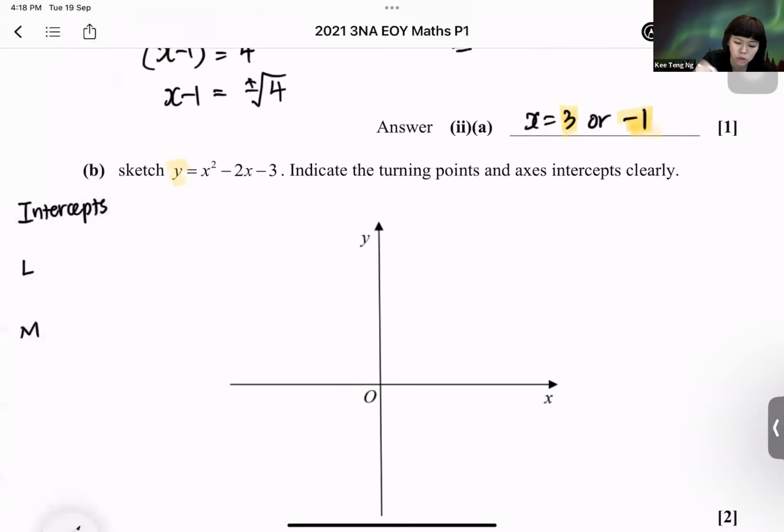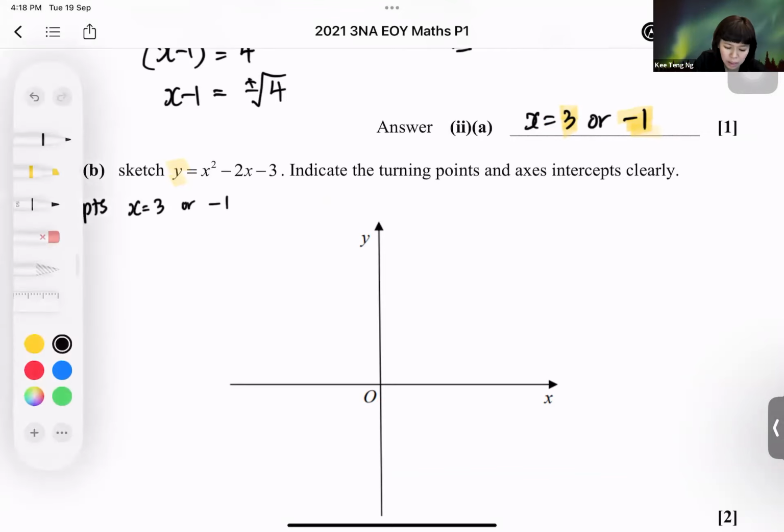So first, let us look at our intercepts. We already know x equals to 3 or -1. But of course, I haven't found my y-intercept, right? Doesn't matter. Let me indicate first. 3. Let me approximate, draw something logical. 1, 2, 3. X equals to 3. Sketch only, sketch. Then x equals to -1 here. Okay, so I must make sure my curve must pass through these 2 points.